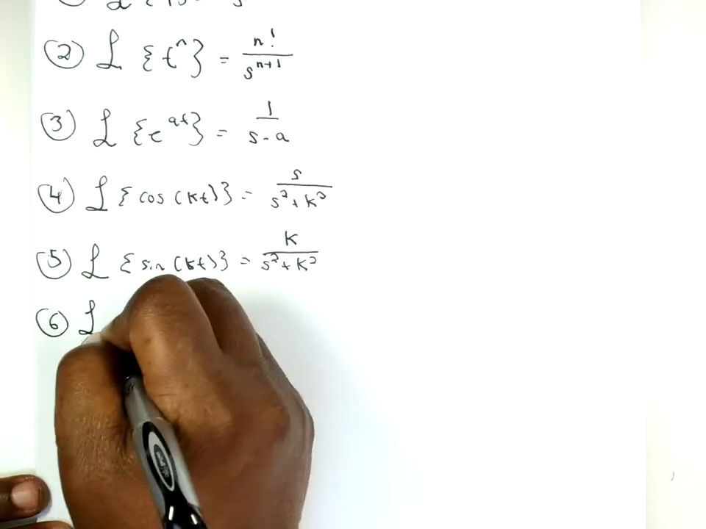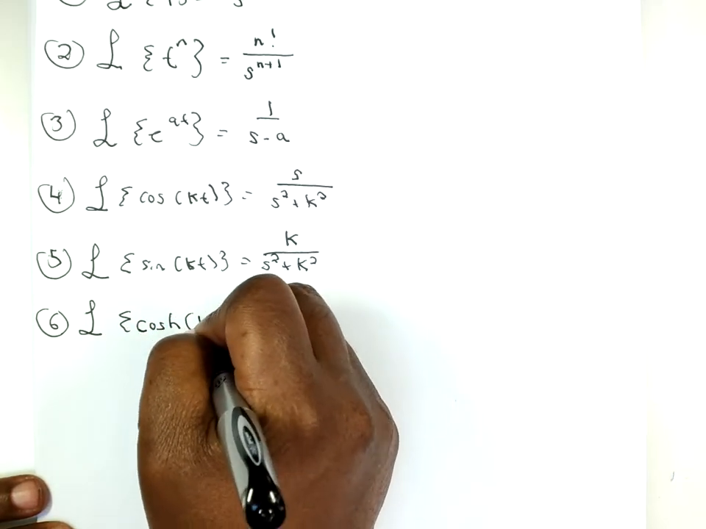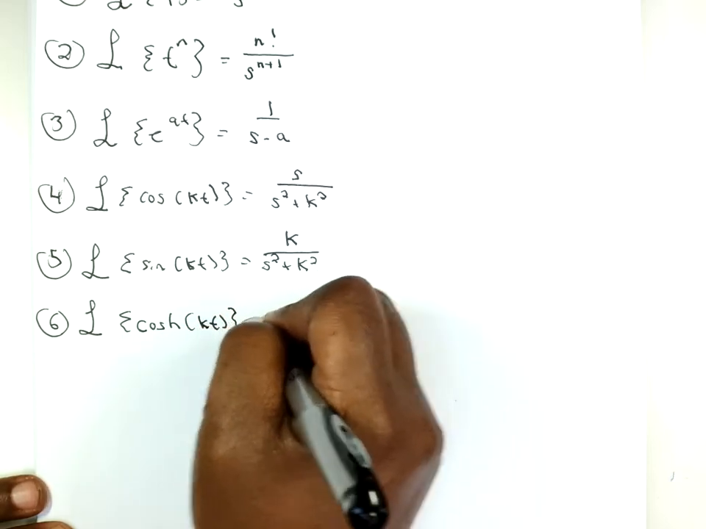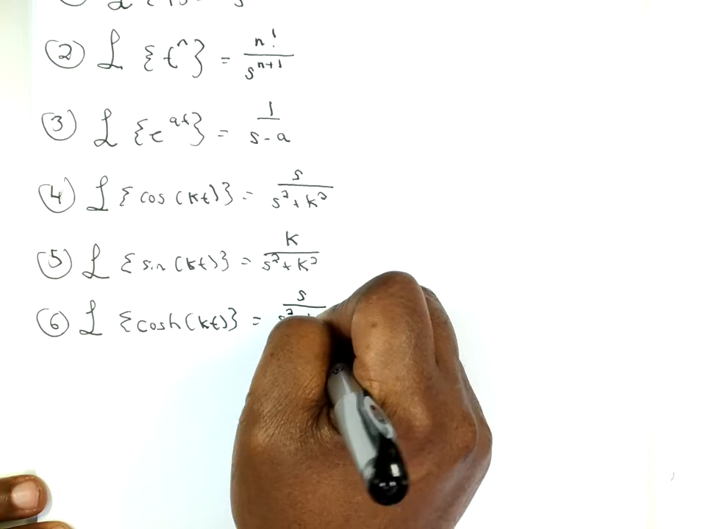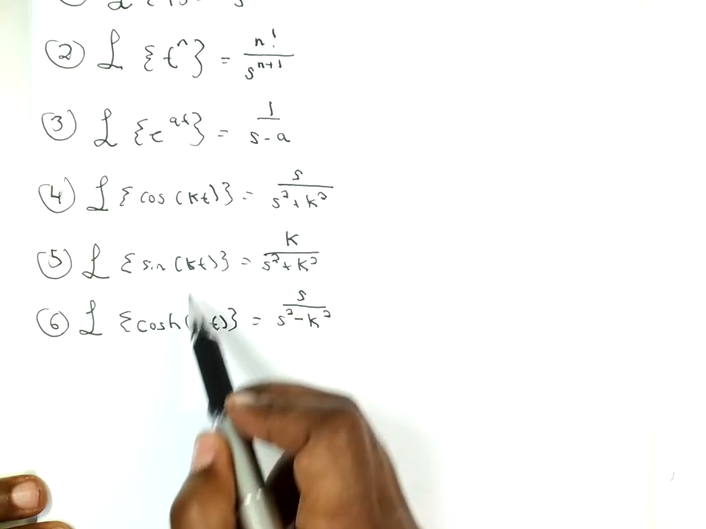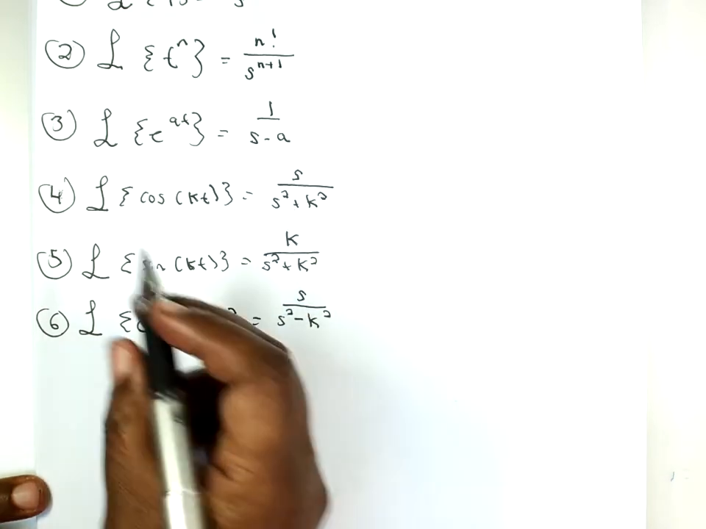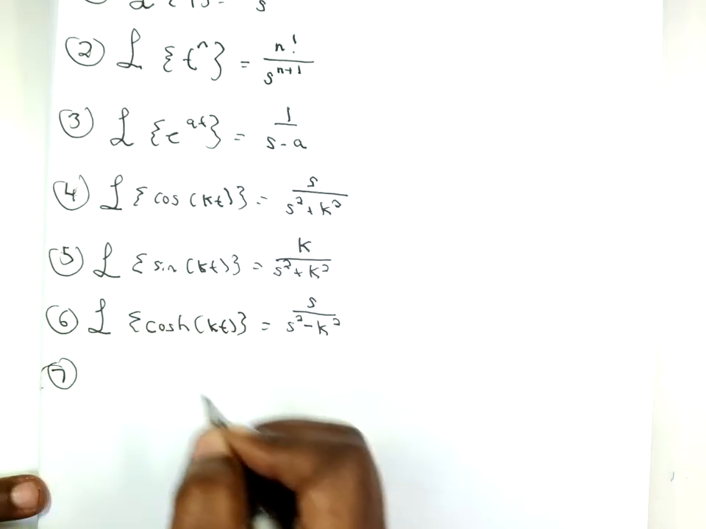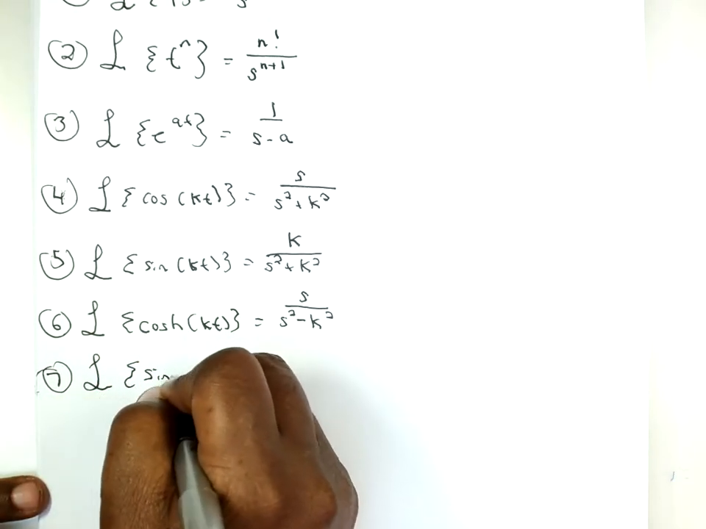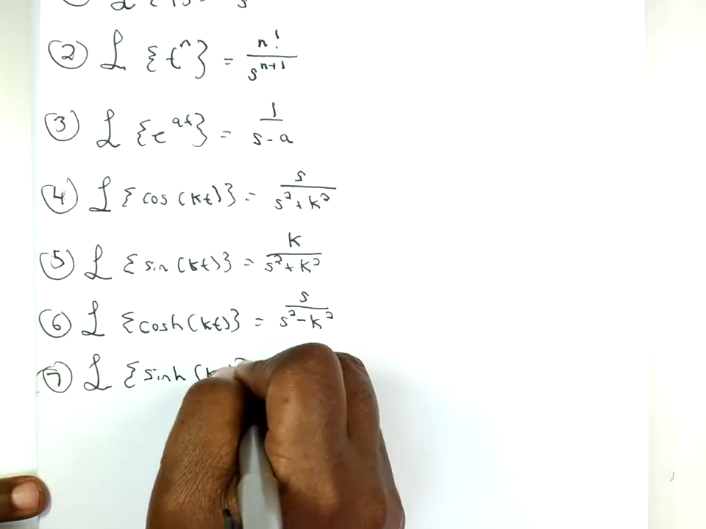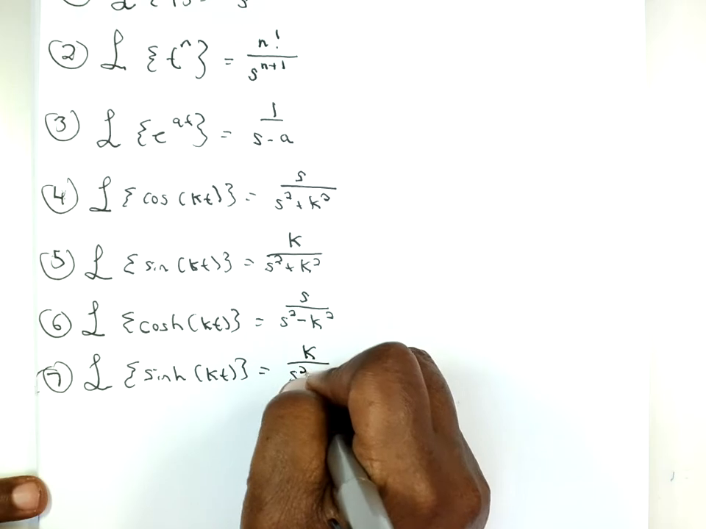The Laplace transform of cosh kt, hyperbolic cosine, is s over s squared minus k squared. So you see the difference between cosine and cosh is on the bottom, instead of a plus, it's now a minus. And the Laplace transform of sinh kt is equal to k over s squared minus k squared.